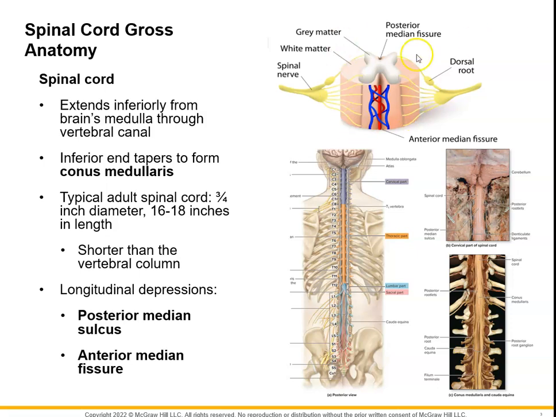When we look at a cross section through the spinal cord, you see this little depression right here? Well, that's on the anterior aspect, and then there's another one here on the posterior. We call those the posterior and anterior median sulcus or fissure. A fissure is a deeper groove, so typically we call the anterior a fissure because it is deeper, and the posterior, because it is more shallow, is referred to as a sulcus.